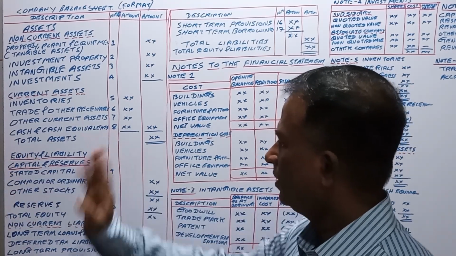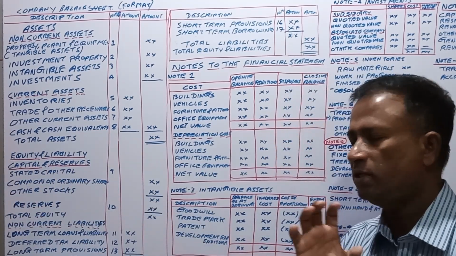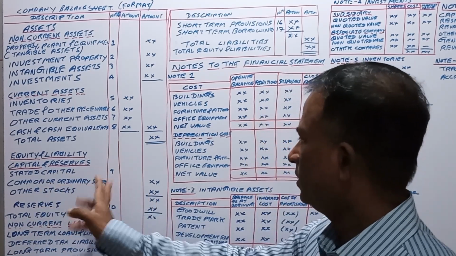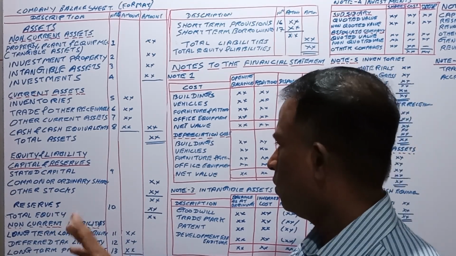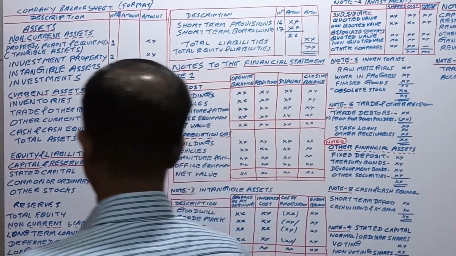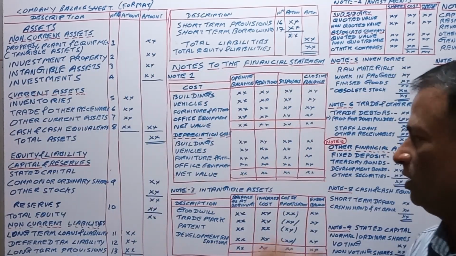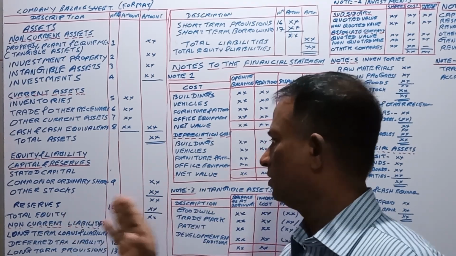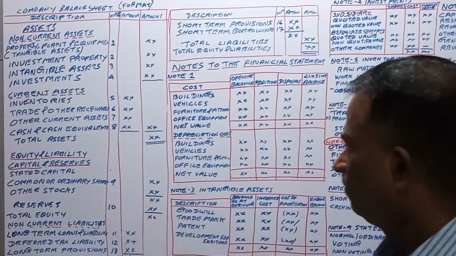Under the capital and reserves, you get the stated capital, how much we have issued, that is stated capital, which is common or ordinary shares, right? That is note number 9. Other stocks, maybe other available debentures or whatever it is, and reserves, note number 10. So we get here total equity.